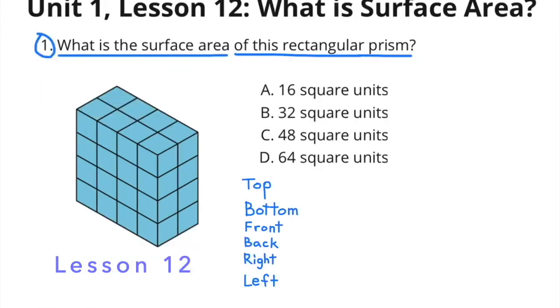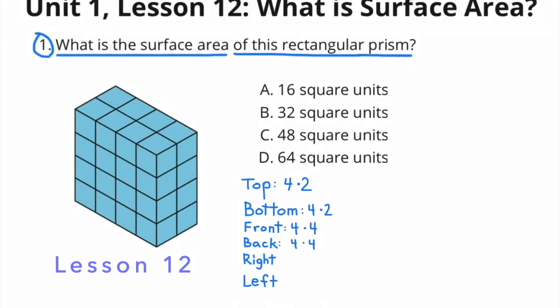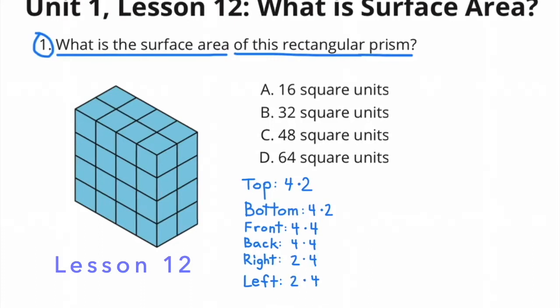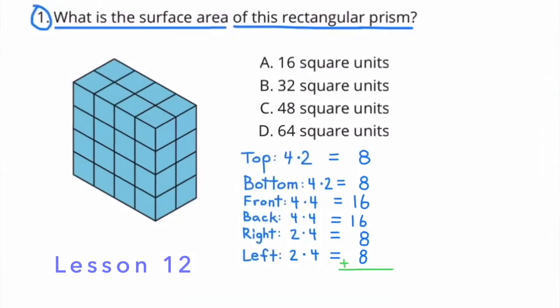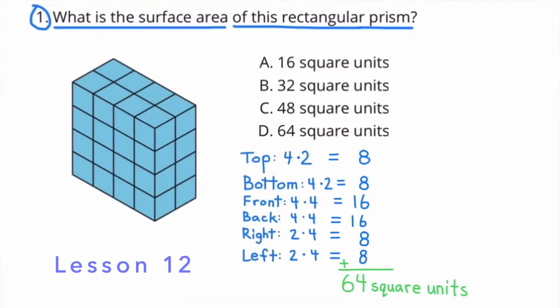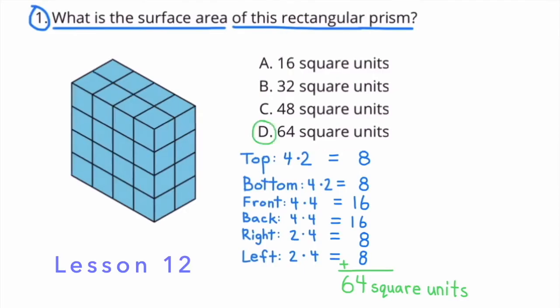Well, there's 6 different surface areas: the top, the bottom, the front, the back, the right, and the left. The dimensions for the top and the bottom are exactly the same, 4 by 2, and the dimensions for the front and back are exactly the same, 4 by 4, and the right and the left sides are exactly the same, 2 by 4. 4 times 2 is 8, 4 times 4 is 16, and 2 times 4 is 8. The total of these combined areas is 64 square units. This rectangular prism's surface area is 64 square units.